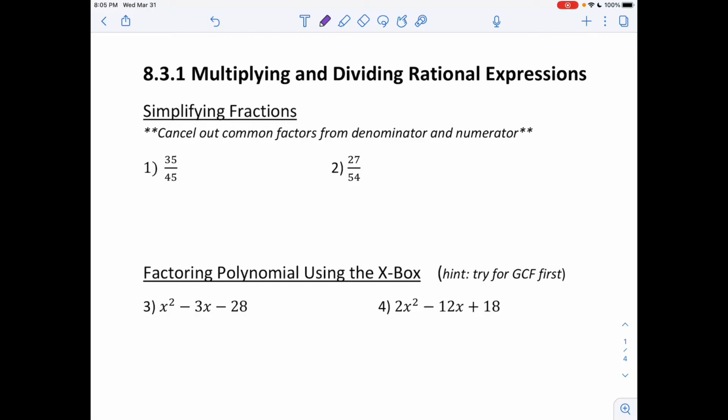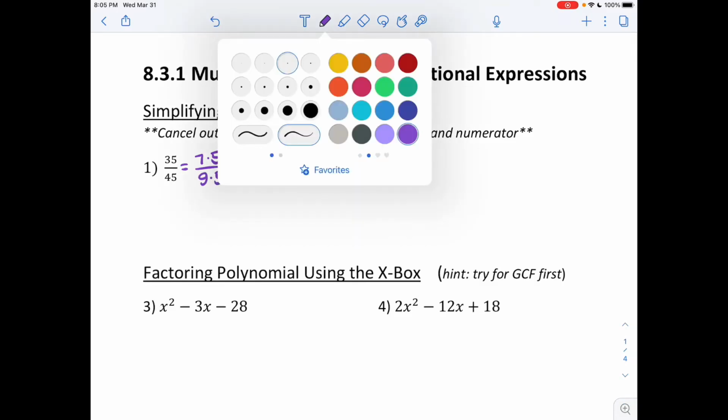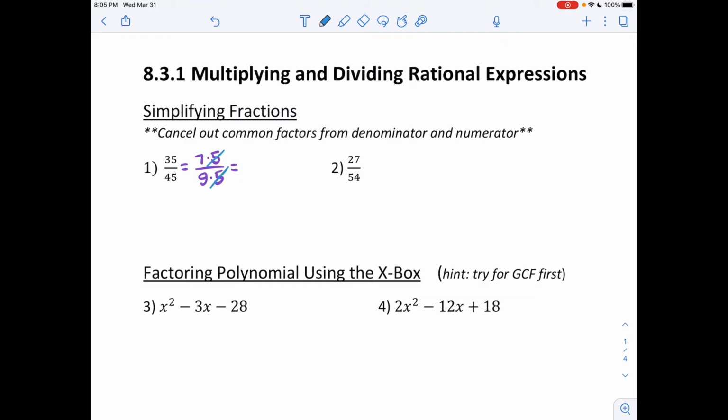And we do this all the time, but I just want to go ahead and make sure that everyone has it fresh in their mind. So if you see 35 over 45, and you think to yourself, I want to simplify this and make it as small as possible, you might realize that 35 is 7 times 5 and 45 is 9 times 5. And if we have that 5 in the top and bottom, those will cancel to 1 because anything divided by itself is 1, and we'll be left with 7 over 9. Those don't have anything in common, so we're good to go.